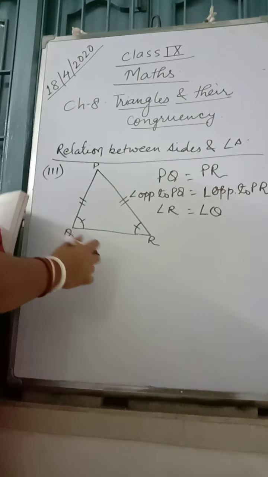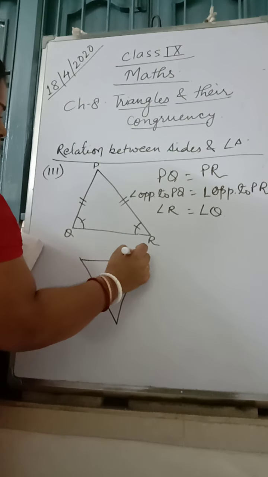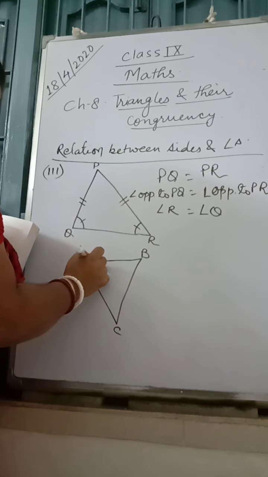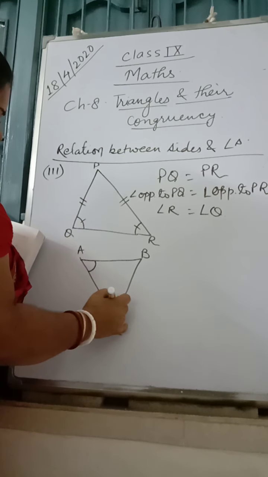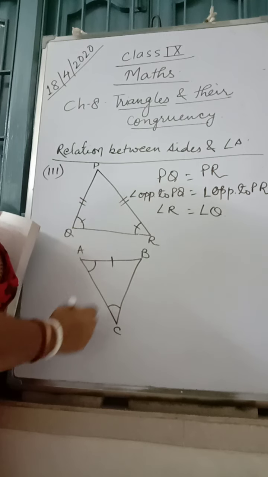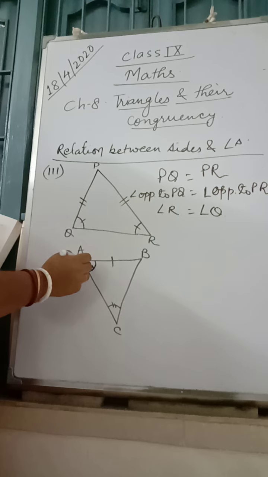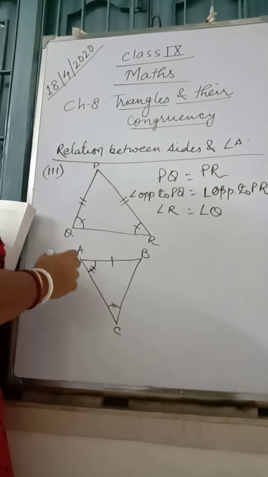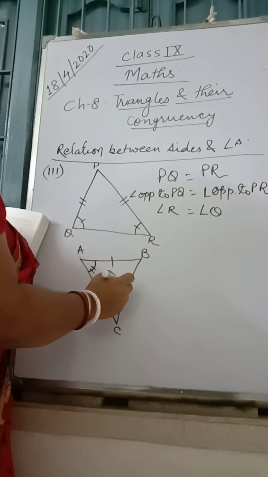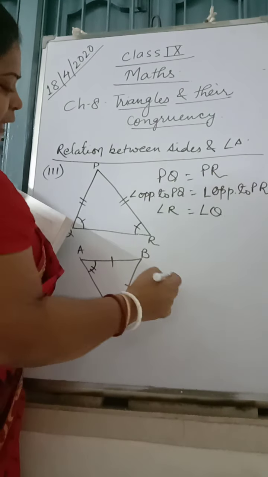This is the converse also. Just as an example, if we have a triangle ABC, and angle A and angle C are equal, then the sides opposite to these equal angles also will be equal. The side opposite to angle C, AB, and the side opposite to angle A, that is BC, also will be equal. That is the converse of relation 3.